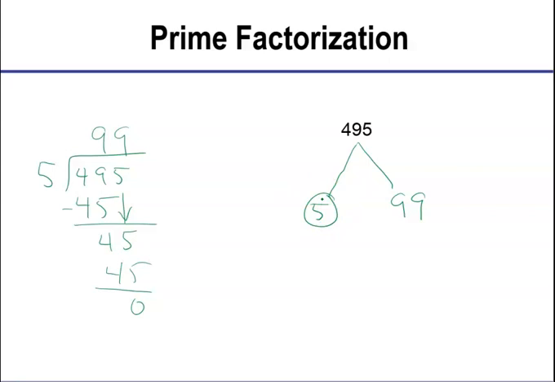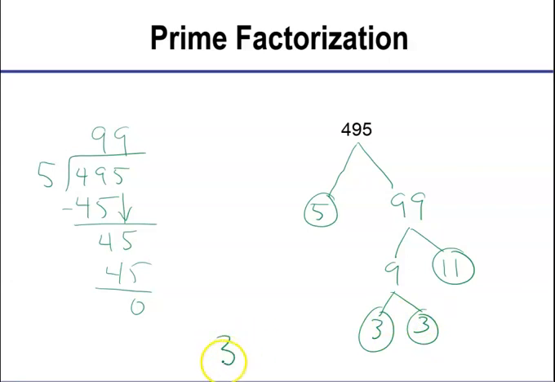No other divisors. All right, 99 breaks down into 9 times 11. 11 is a prime number. 9's not, right? 9 breaks down into 3 times 3. And now I have all my primes. So notice if I write these in ascending order, this is 3 to the second power because I have 2 of them, times the next larger number is 5 times 11.